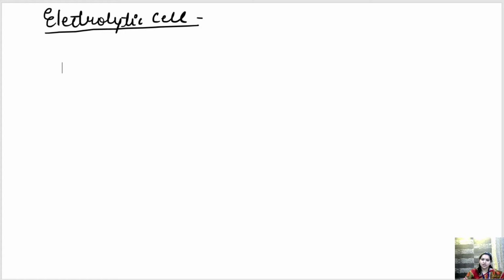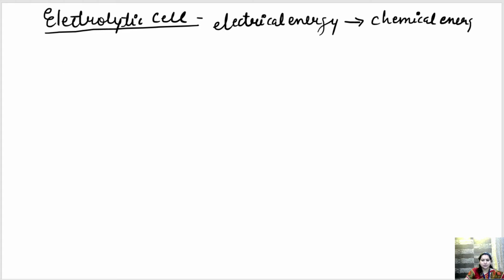Okay, so in the electrolytic cell what was happening? Electrical energy was getting converted into chemical energy, isn't it? With the help of electricity, chemical changes were taking place. So that is the electrolytic cell.